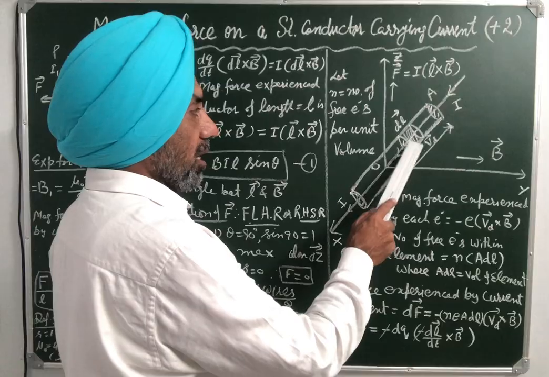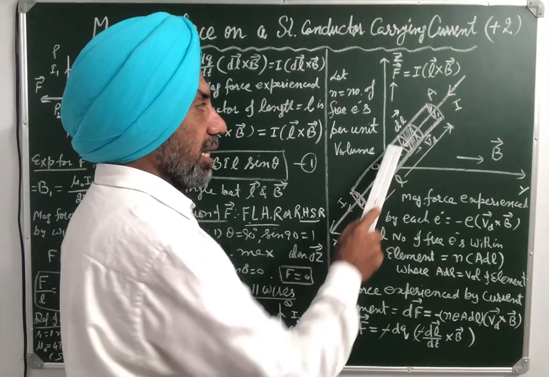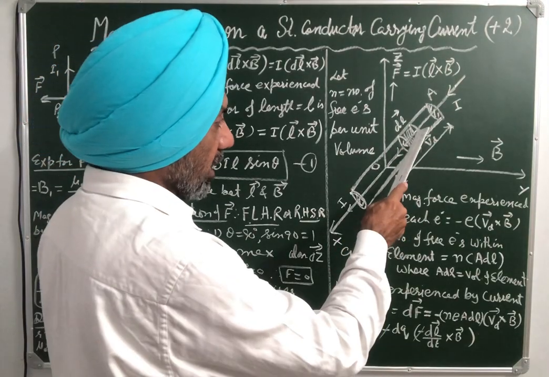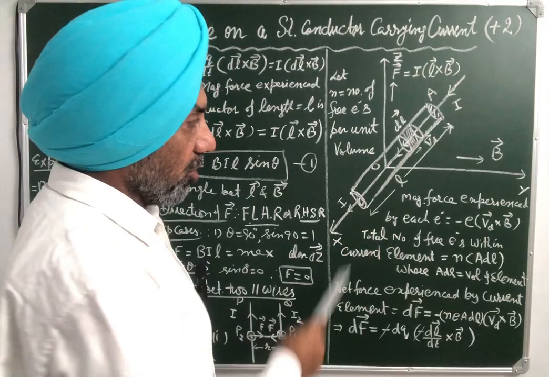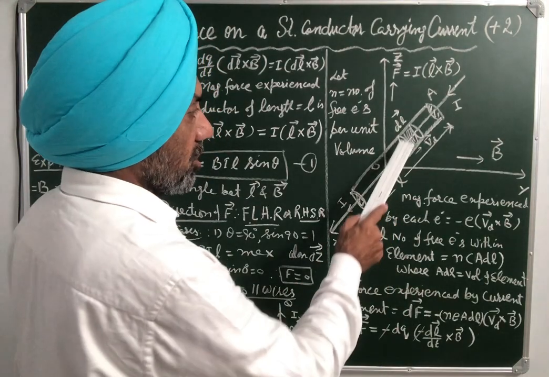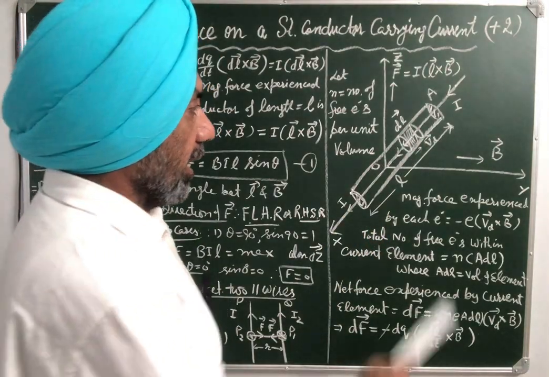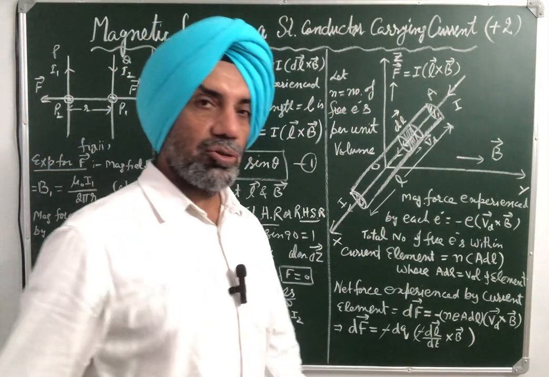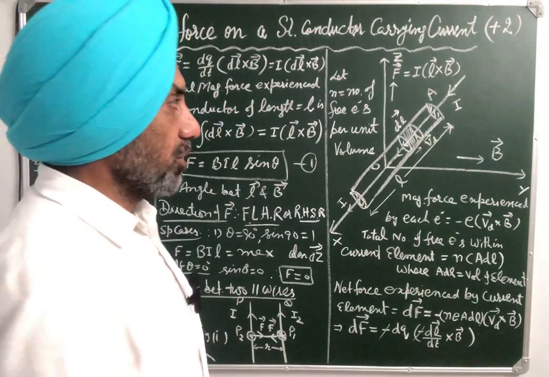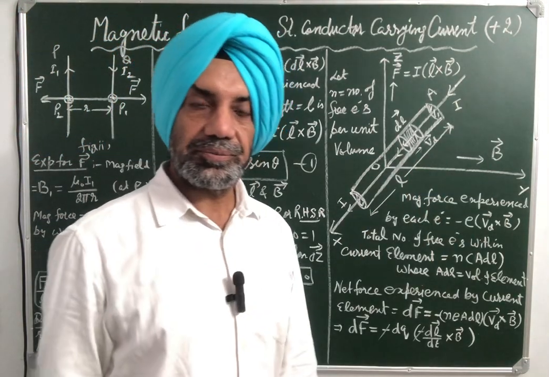Now consider a small current element of length dl. The direction of the current element will be in the direction of current. This Idl is the current element. Let Vd be the drift velocity of free electrons, which is always opposite to the flow of electric current.